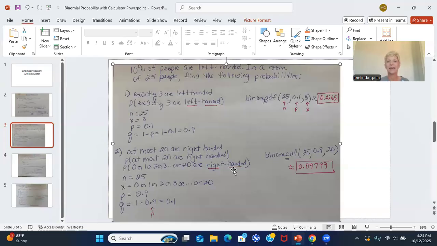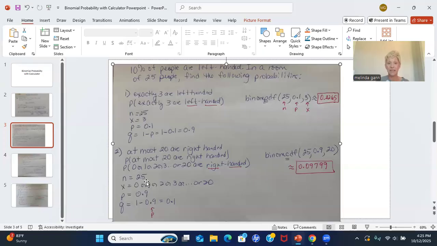Now, if it had said less than 20, I wouldn't include the 20. I would have stopped at 19. Okay. But this said at most 20, so I have to include the 20. Now, again, either you're left-handed or you're right-handed. Your chance of being left-handed in this problem is always 10%. So that means your chance of being right-handed is the rest, 90%. Those probabilities aren't going to change, so it's a binomial problem.